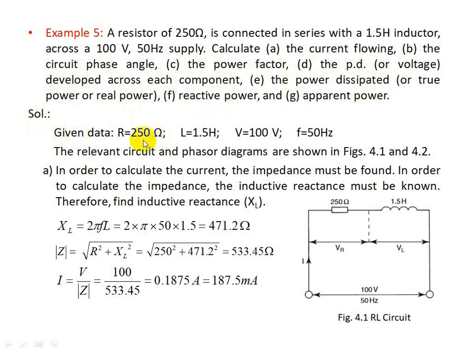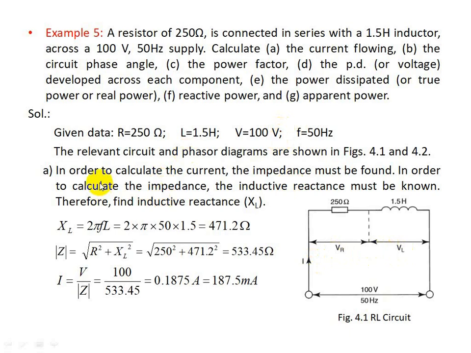So given data are: resistance value is given, inductance is given, supply voltage is given, supply frequency is given. The circuit is shown here. So here 250 ohms is connected in series with 1.5 Henry. Current I is flowing in the circuit, and a 100 volt 50 Hz supply is connected across the circuit. VR is the voltage across the resistance, VL is the voltage developed across the inductance, so as to find the various values.